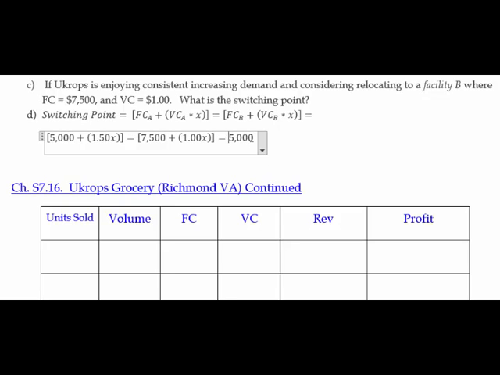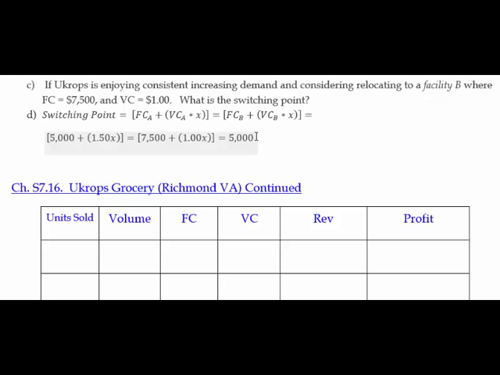So this number here represents the number of units that we need to sell in order to make it worthwhile to consider switching. This number represents the point at which we don't care either way. If we were to sell exactly 5,000 units from now until the end of time, then we could use either facility A or B. But because it says up here, U Crops is enjoying a consistently increasing demand, then when they start selling 5,000 units, we want to switch to the larger facility because it will be less expensive.